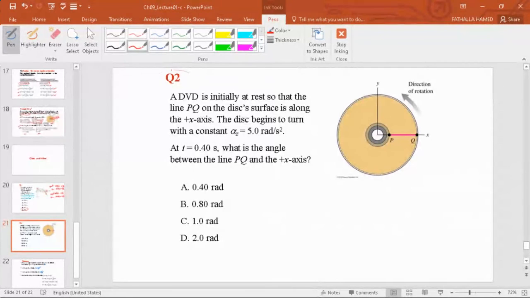In this question here, a DVD is initially at rest so that the line PQ on the disk surface is along the positive x-axis. The disk begins to turn with constant alpha equal to 5 rad per second squared. At t equal to 0.4 second, what is the angle between the line PQ and the positive x-axis?